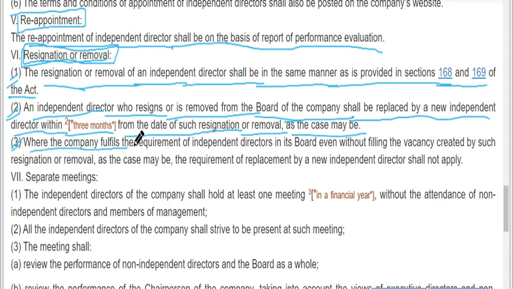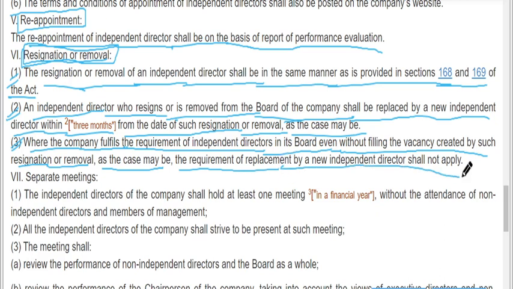Where the company fulfills the requirement of independent directors in its board even without filling the vacancy created by such resignation or removal, as the case may be, the requirement of replacement by a new independent director shall not apply.